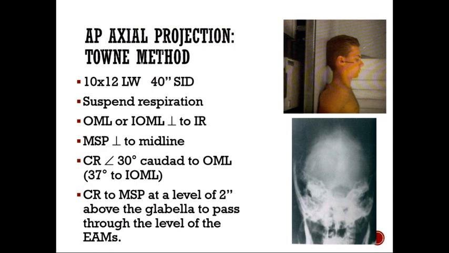The AP axial, which is the Towne method, is very much the same position that we were doing before. 30-degree caudad angle if we're using OML, 37 if we're using IOML, with the central ray to pass at the midsagittal plane at a level 2 inches above the glabella. And you can see the mastoid air cells laterally.